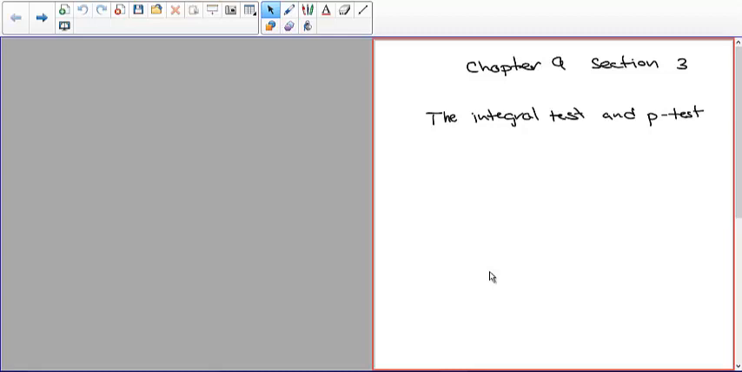So basically we're going through all these tests. We've done the nth term test, geometric series test, telescoping series, and we're going to do the P series and the integral test today. The one that turns out in the long run to be the most important is the ratio test, which we'll get to, I guess, Thursday.